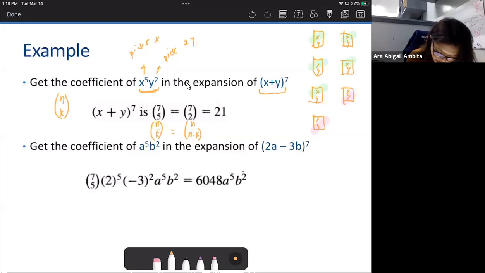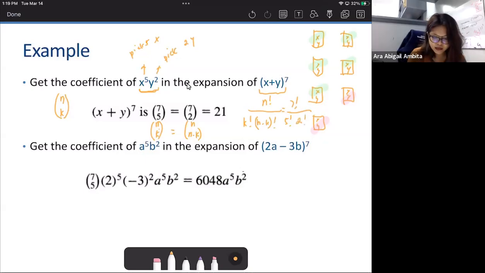So how did we arrive at that? We basically used the formula and factorial. In this case, we have 7 factorial, and then k factorial, that would be 5 factorial times (n minus k) factorial. So 7 minus 5, that's 2 factorial. And that would give us 21.